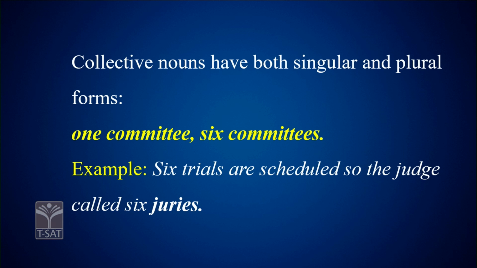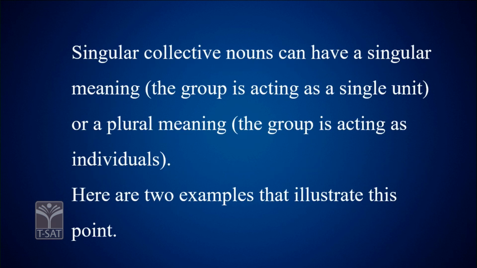One more important point as regards collective nouns: they have both singular and plural forms. Like, one committee is singular, 6 committees is plural. You can see one sentence here: 6 trials are scheduled. So, the judge called 6 juries.